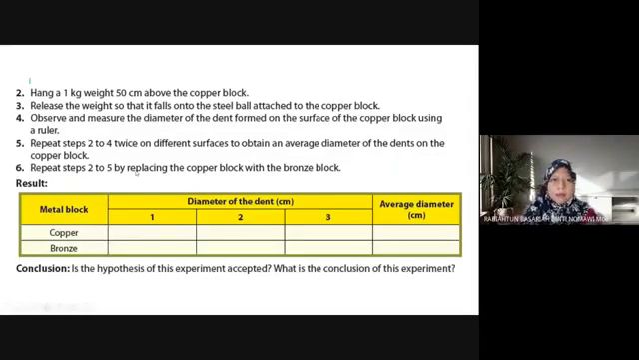And then you repeat the step, changing from the copper block to the bronze block. Okay. After that, put in the result. You do 3 trials. For example, you do 3 trials for copper: first one, second one, third one. And then you add the 3 together, divide by 3, and you will get the average. And then do the conclusion.